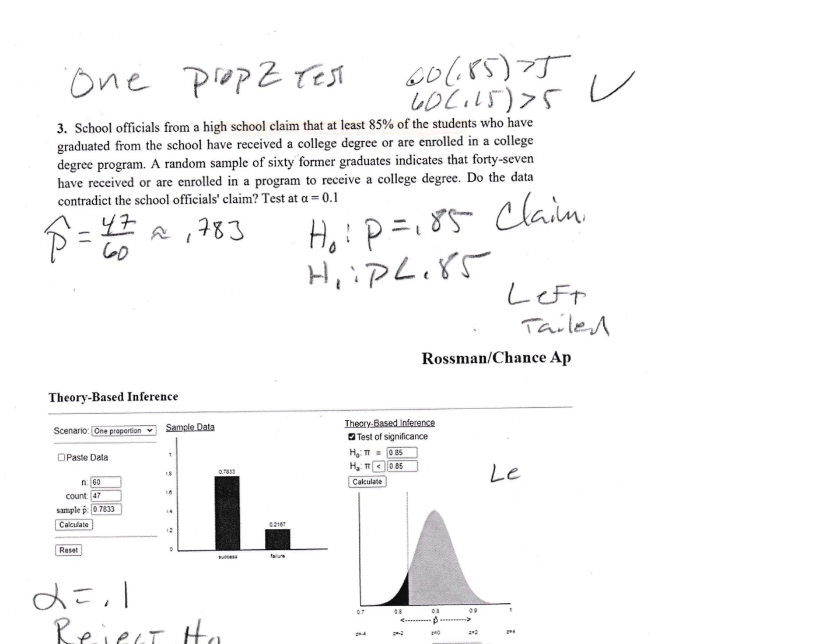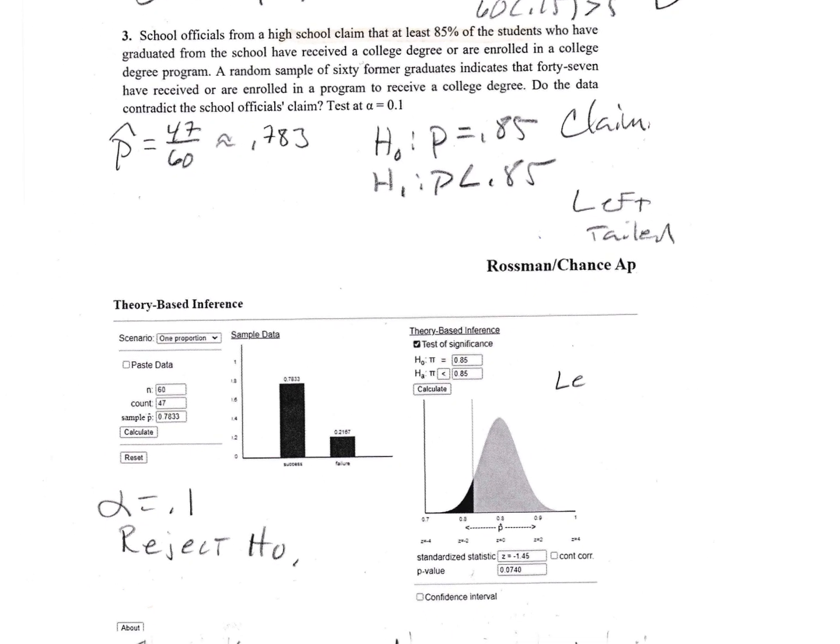So I went out to Rossman Chance again. I selected this time, because it's about proportions, a one proportion drop down. Now you know you're doing this wrong if you're not seeing n and count. If you're still seeing mean and standard deviation, you know you have the wrong test. And conversely, if you're doing a test about means and you're just seeing this, you have to change the drop down. I think this is the default. I think this is how the page opens. So you put in your count and your sample size, click calculate to give you the p-hat.